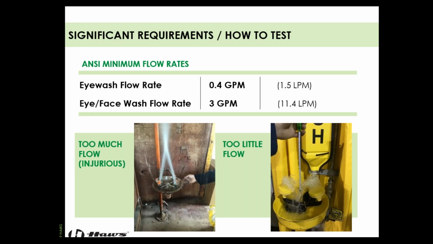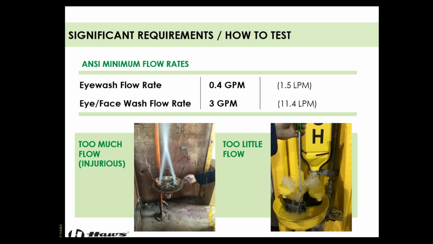So here are a couple examples of what too much flow and too little flow looks like. On the left, we've got a brain washer. This is the type of unit that's going to be too painful to use. There's no way that you could sit there for 15 minutes, let alone a couple seconds, and put your face into that unit, especially with that spraying into the soft tissues of your eyeballs. It's going to be incredibly painful and probably do more harm than good.